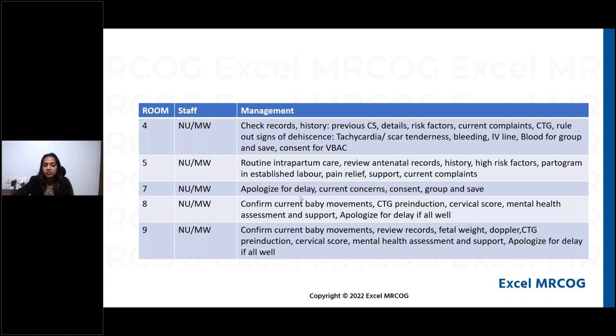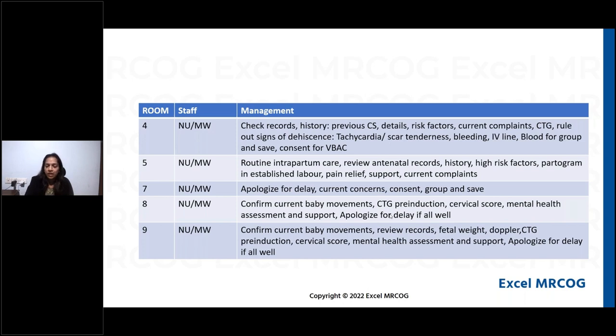Okay, then room number 8 was a patient with previous IUD, and now in this pregnancy, she has a previous history of decreased fetal movements, and now she's come for induction at 37 weeks. So here, what you're going to do, confirm currently whether her baby is moving fine, do a CTG pre-induction. What is to be done in the rooms which are waiting for induction? CTG pre-induction, cervical score, blood to be sent for group and save. I've added this mental health assessment and support just because she's previous IUD. That is all, nothing else.